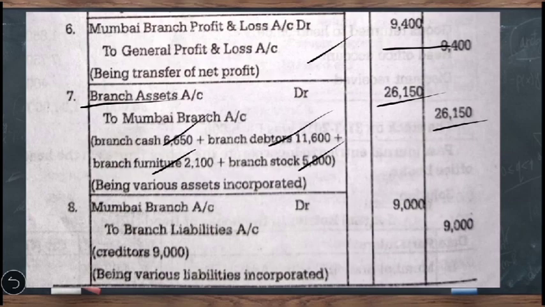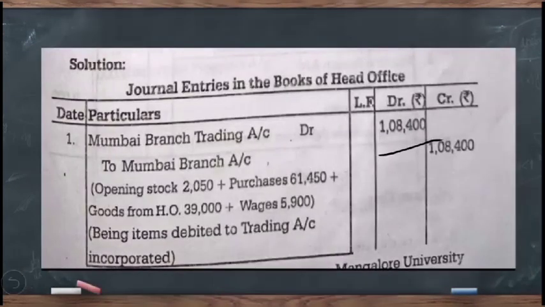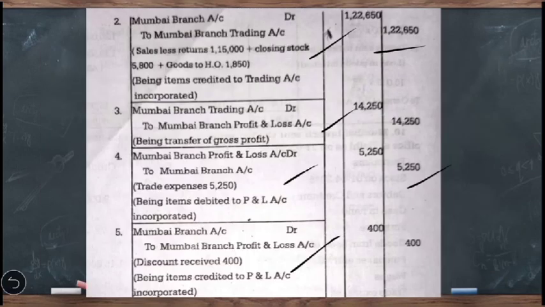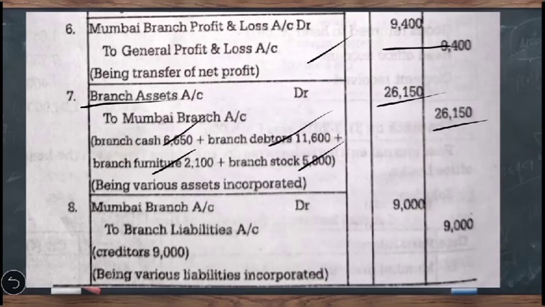Then the last incorporation entry is for incorporating the liabilities of the branch. Here we have only one liability, that is creditors. Now, to incorporate that, the entry will be Mumbai branch account debit to creditors account, or you can write to branch liabilities account. Here we have only creditors. So, here we complete all the 8 incorporation entries. So, this is the solution for the first question.